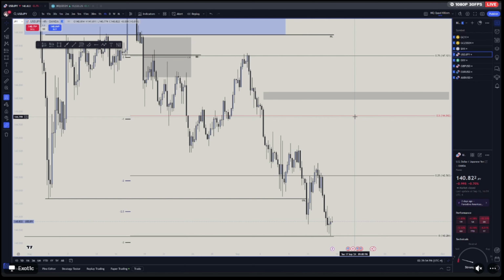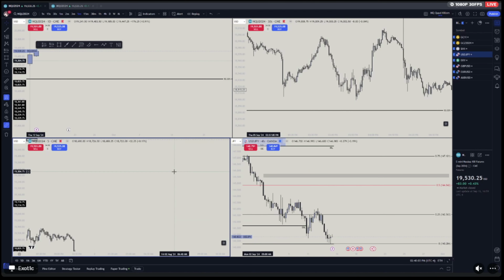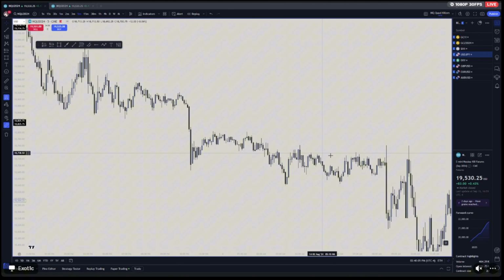Example of like a lower time frame, internal to external? Yeah, we can do that. We can do the 5-minute here, back on NQ.